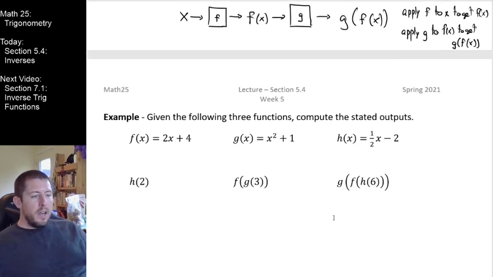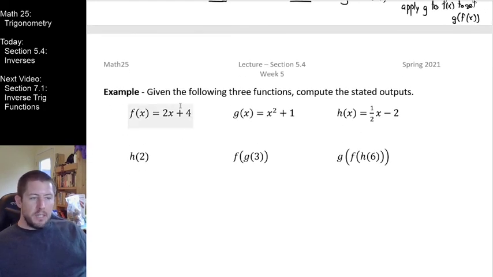All right. So here I'm giving you three different functions, f, g, and h. These are your machines in the factory.